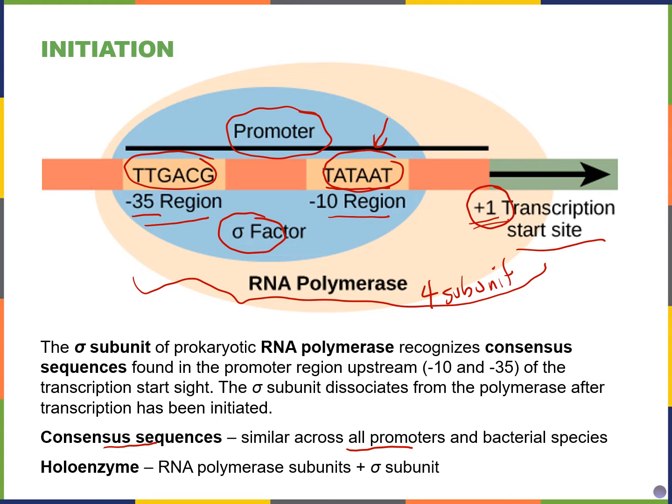And more importantly, it's the one that recognizes the consensus sequence found in the promoter. So it helps us localize where we're going to start the transcription. So when we combine the 4 subunits of RNA polymerase with that sigma factor, we get the whole RNA polymerase complete enzyme, and that is known as the holoenzyme.